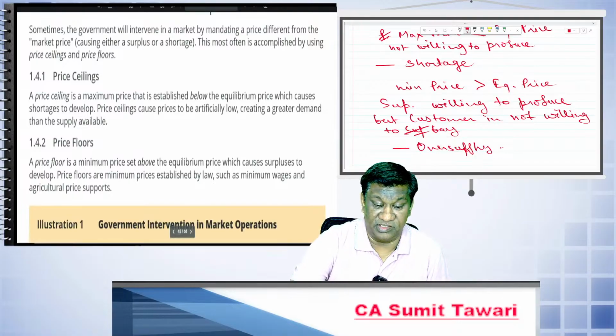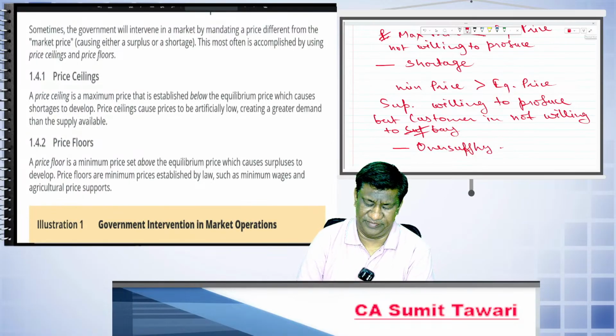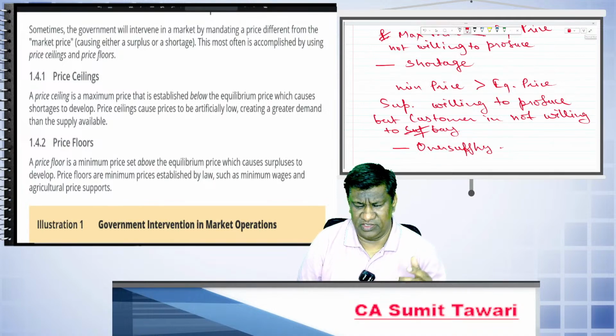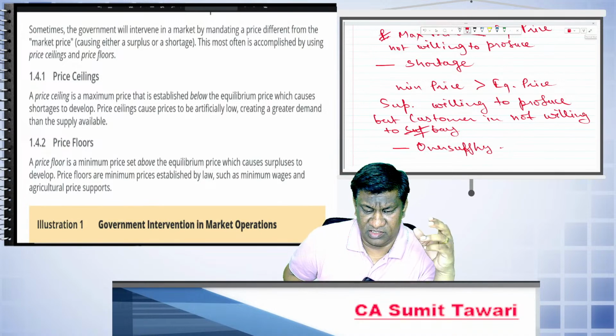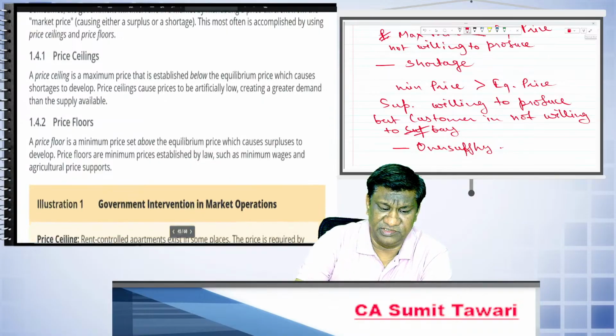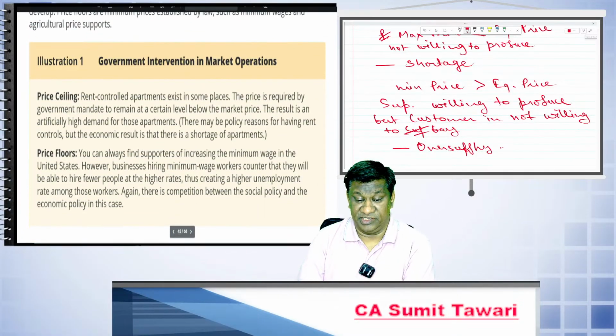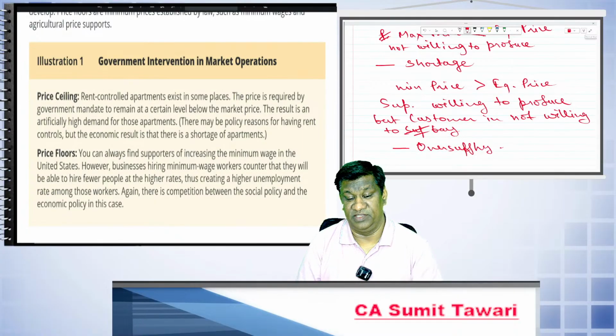So generally, the government decides the prices for daily needs or some sort of goods like cigarettes or liquor. In that situation, sometimes they want to discourage the purchases and sometimes they want to encourage the purchases. That's why they are intervening in a market operation.